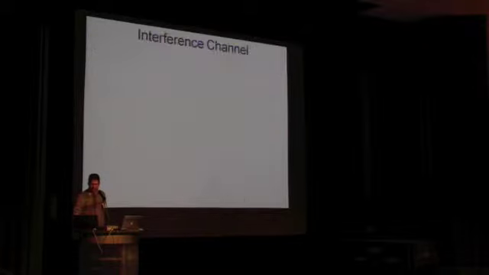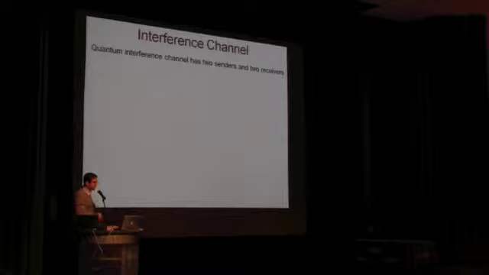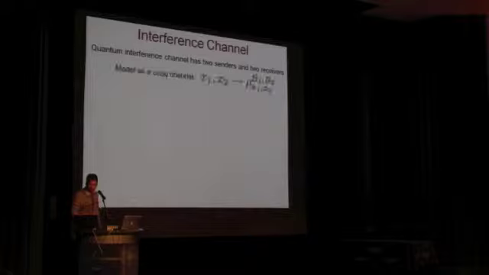To get on with the talk, the setting we considered is the interference channel. This is something that's known in the classical literature, and we considered a quantum interference channel. It's a channel with two senders and two receivers. We simplified the model somewhat by considering channels with classical inputs and quantum outputs. It turns out this model is rich enough to capture the difficulty of the problem, and if you come up with strategies for this channel, they can apply to a channel with quantum inputs and quantum outputs.